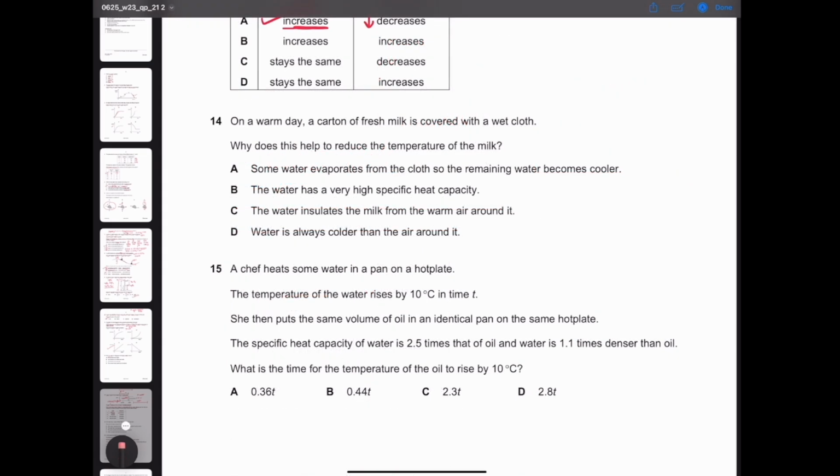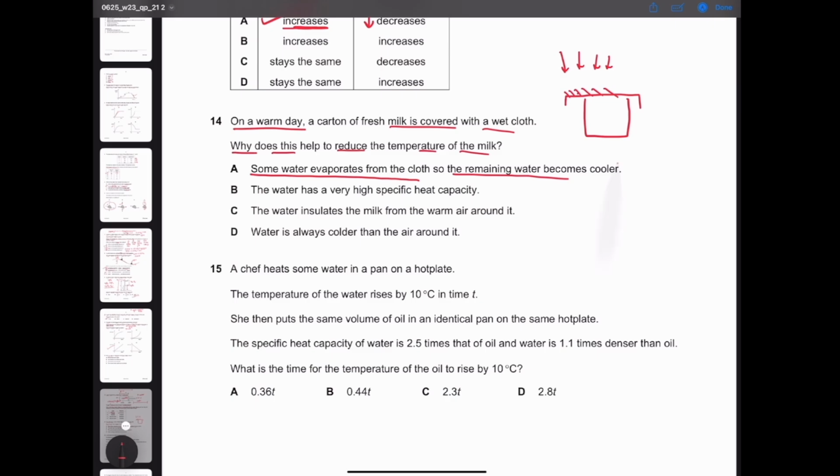So on a warm day, a carton of fresh milk is covered with a wet cloth. All right. Why does this help to reduce the temperature of the milk? See, the ultimate aim is that the temperature of milk should not increase. So now if this is your container, you're covering it with a wet cloth. What this wet cloth is doing is that whatever heat is incident here, the wet cloth will absorb it. So we can say some of the water will evaporate from the cloth. So the remaining water becomes cooler.